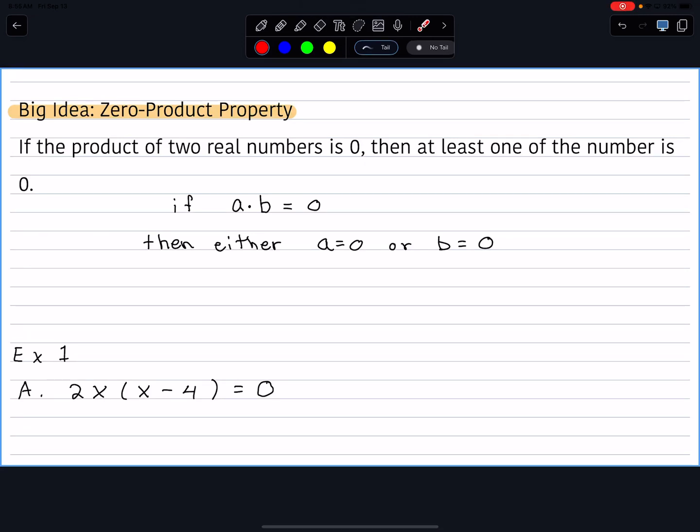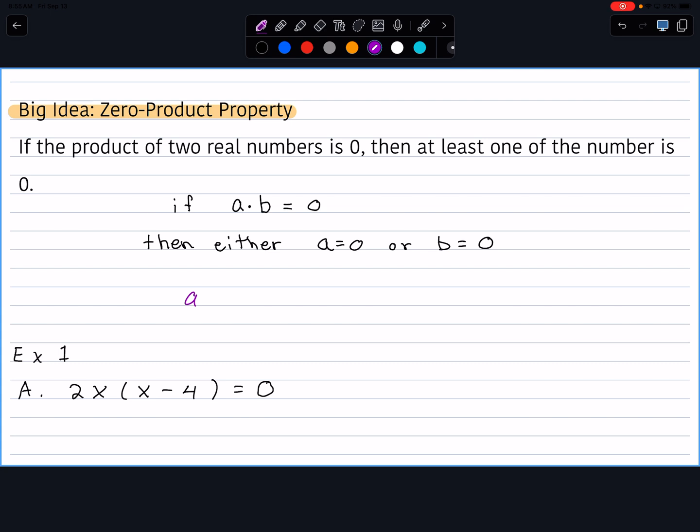Okay, so we are looking at the zero product property. So here's what the zero product property says, and it should kind of make sense to you. If I told you I'm thinking of some number, let's just call that number A. You don't know what the number is.